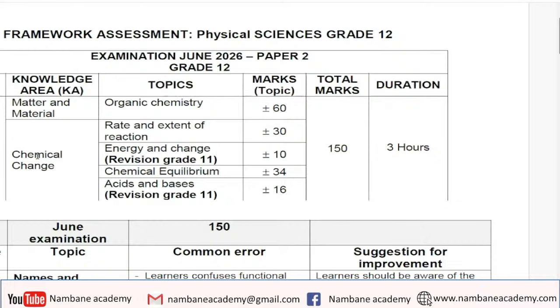Then we have chemical change. With chemical change, that is where we have rate and extent of reaction, energy and change from grade 11. We have chemical equilibrium. Look at those marks, about 34 marks will be on chemical equilibrium. We also have acids and bases, grade 11. And remember, grade 11 goes to the calculation of pH. So please note those things. That is our paper, 150.